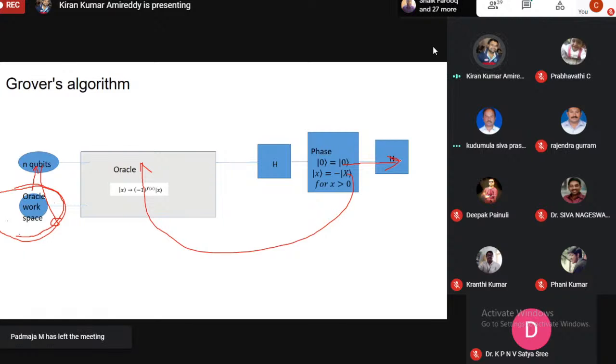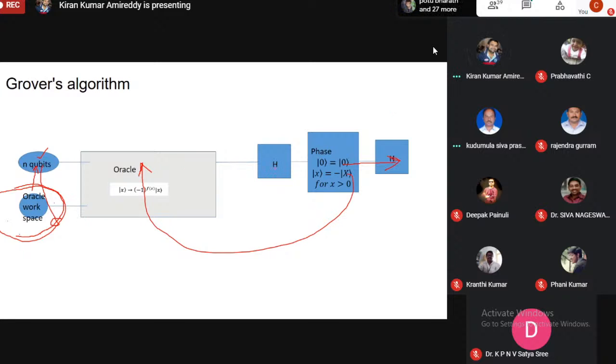Grover's algorithm will first supply the n qubits, so it may be single or dual. These are the input or target or our objective. Once we apply the Oracle gate or Oracle function, it will create a loop within the workspace. We'll call that the Oracle workspace. Since we are operating with that, in the Oracle workspace it will essentially loop.